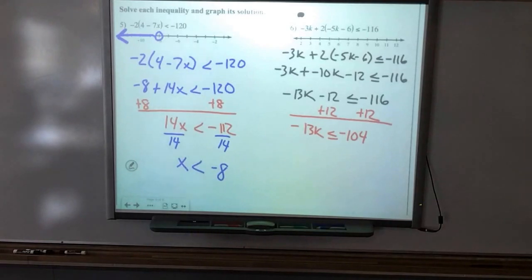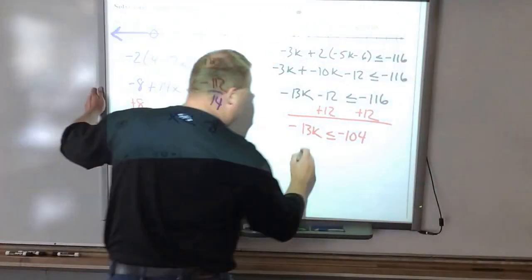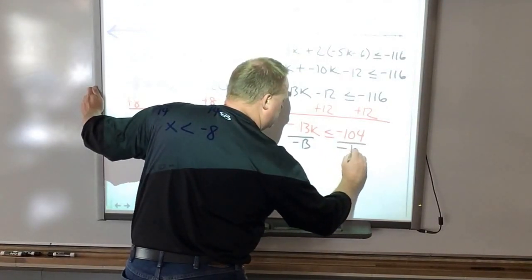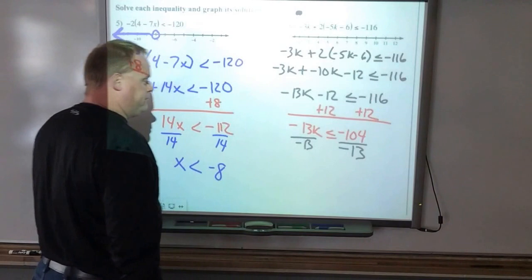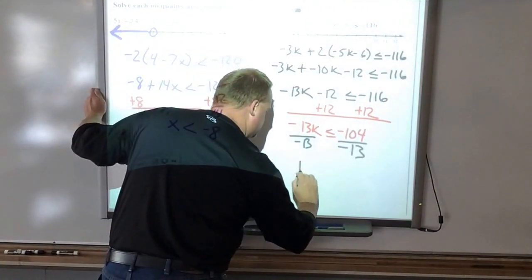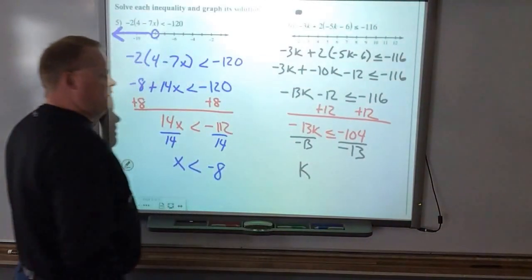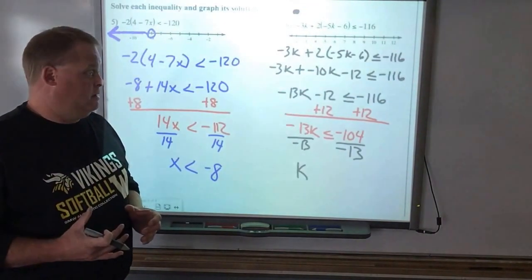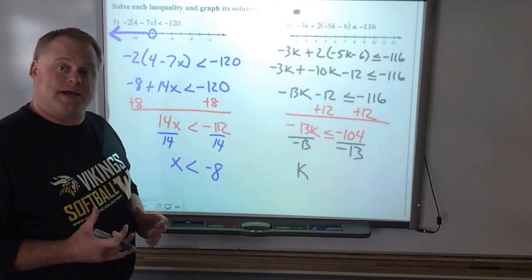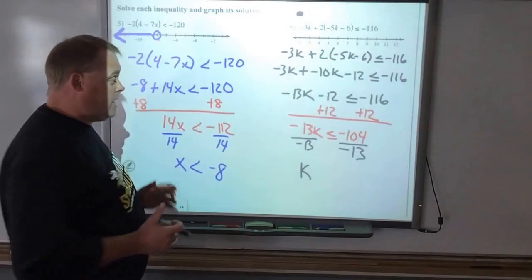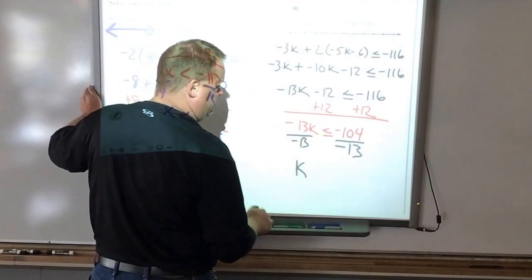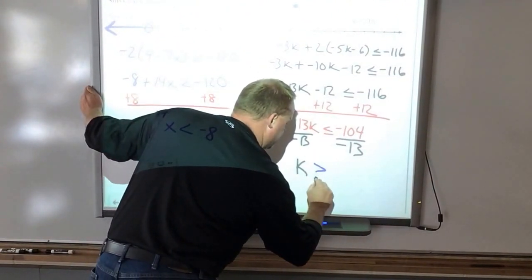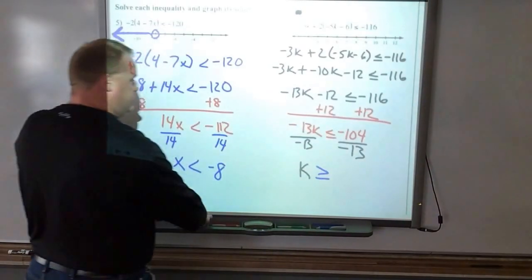Now, I have negative 13k is less than or equal to negative 104. Well, I notice that I'm going to have to divide by negative 13. I'm solving this just like I would. Divide by negative 13. That becomes k, right? Now, I divided by a negative. What do I have to do to my sign? You're right, I've got to flip it. So this less than or equal to becomes, and I'm going to do it in blue, greater than or equal to, because I had to flip it to the other side.